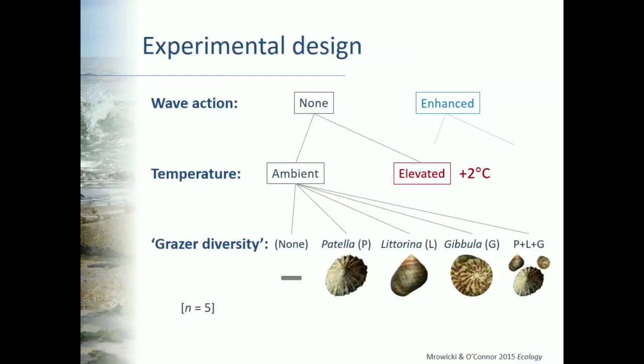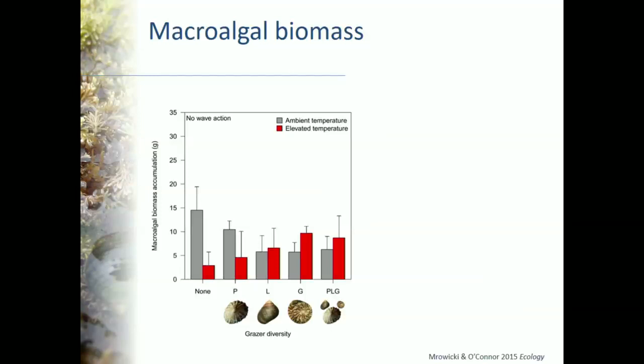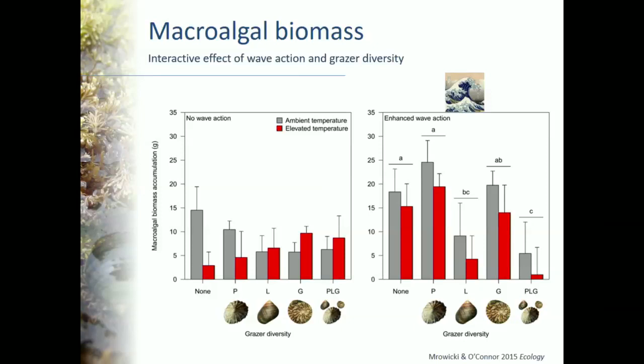So what we found: we measured loads of things in all these experiments, but I'm just going to look at macroalgal biomass accumulation, so that's the same response on all of the figures, just for concision. We didn't find any effect of warming on any of our interactions, which was unexpected, but interesting. We also couldn't tease out any differences amongst the treatments. This was all a bit of a mess, with very variable responses in the no-wave action treatments. But in the mesocosms that had enhanced wave action, all of a sudden we were seeing these stronger diversity effects, which was something that we were used to seeing in the field.